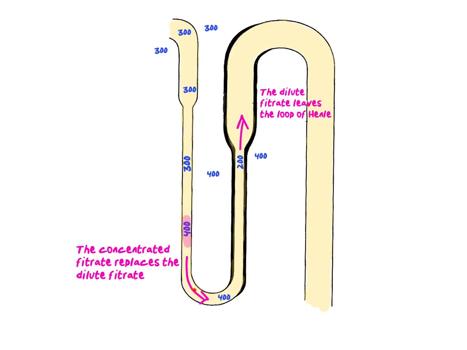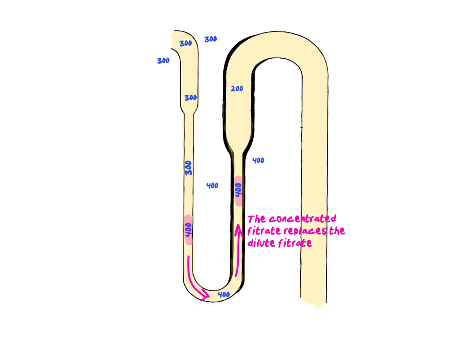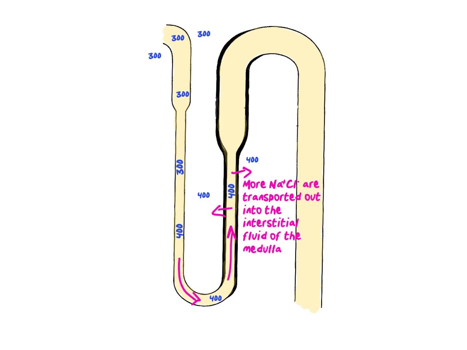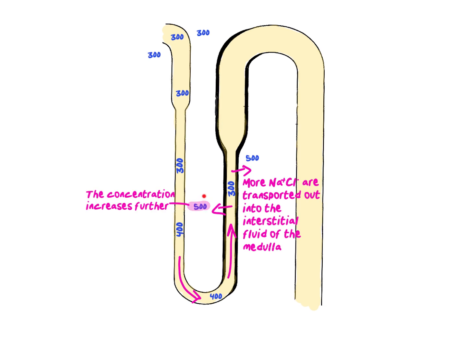You can see here just moving down through the loop of Henle. This will replace the dilute filtrate. So we've got the more concentrated filtrate moving up through here, replacing the dilute filtrate. And at this point, we've got the movement of more sodium chloride ions out of the filtrate into the surrounding tissue fluid or interstitial fluid of the medulla. And this will further increase the concentration or the osmolarity of the surrounding tissue fluid.